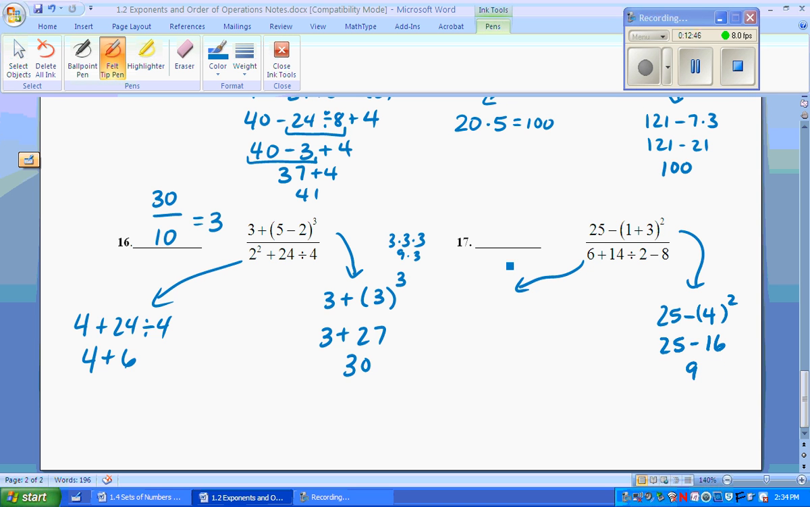9. And the bottom, we got 6 plus, we do 14 divided by 2, which is 7, and then minus 8. Go in order from left to right, 13 minus 8. Final answer 5. The top was 9, the bottom was 5.